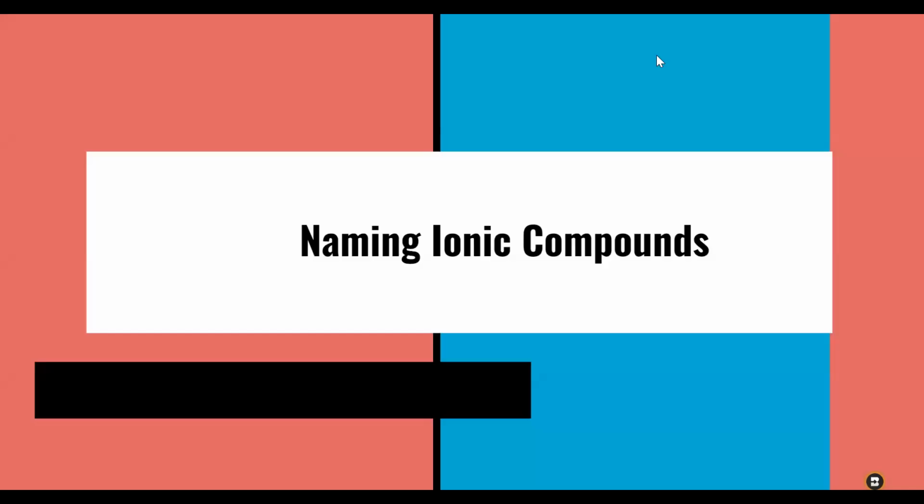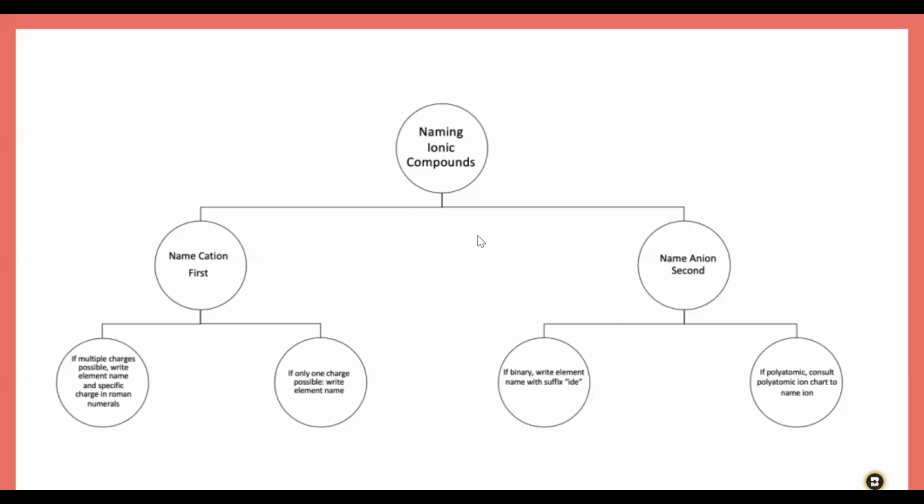Okay, hello. The topic today is naming ionic compounds. How do we name ionic compounds? This will help a lot to remind you of what to do. So in naming ionic compounds, you start from here. Then you name the cation first, and then you name the anion second. Okay?